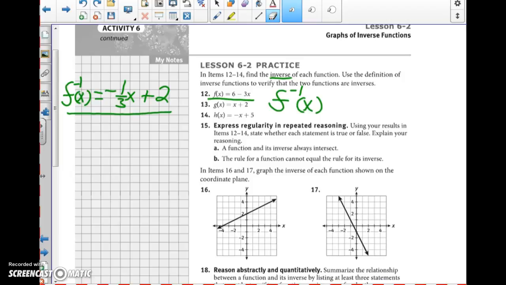Okay, so there's the inverse. f of negative 1 of x equals negative 1/3 x plus 2, right? And this is the other way to do it also.